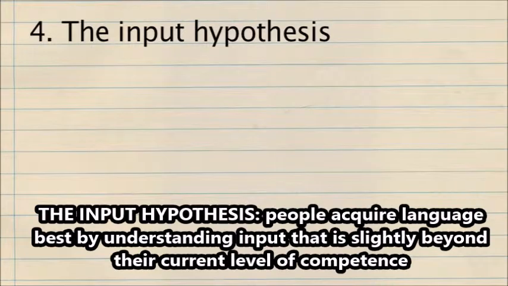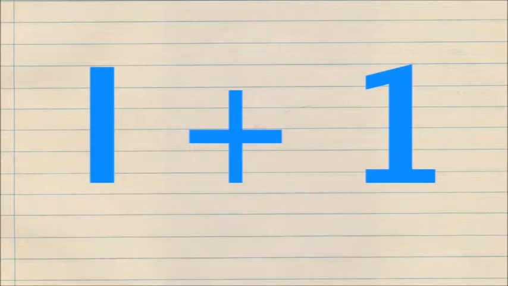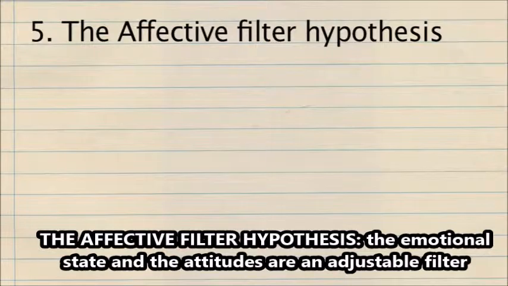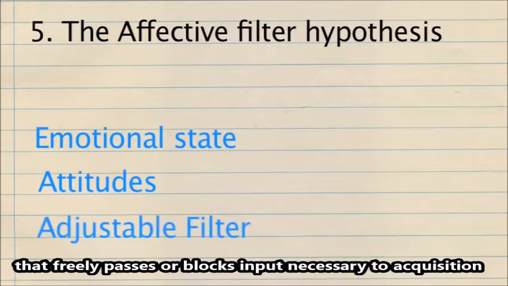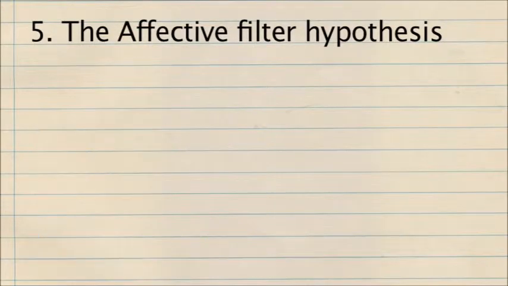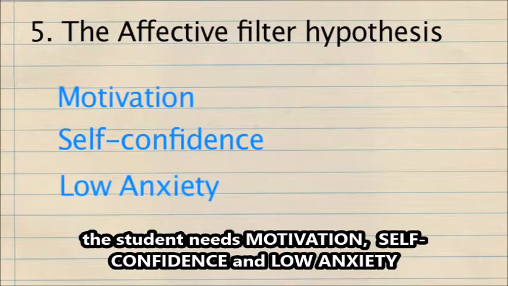The input hypothesis. People acquire language best by understanding input that is slightly beyond their current level of competence. The affective filter hypothesis. The emotional state and the attitudes are an adjustable filter that freely passes or blocks input necessary to acquisition. The student needs motivation, self-confidence, and low anxiety.